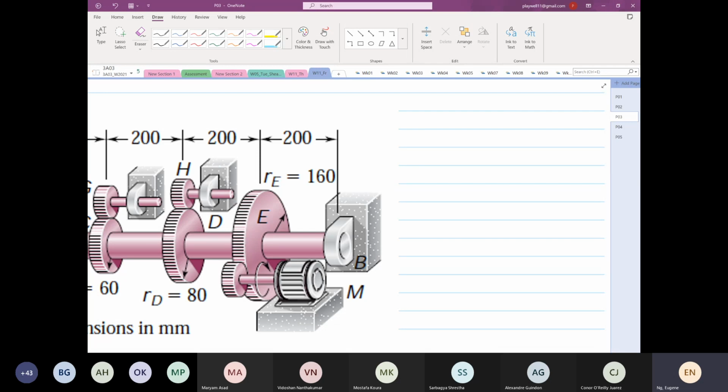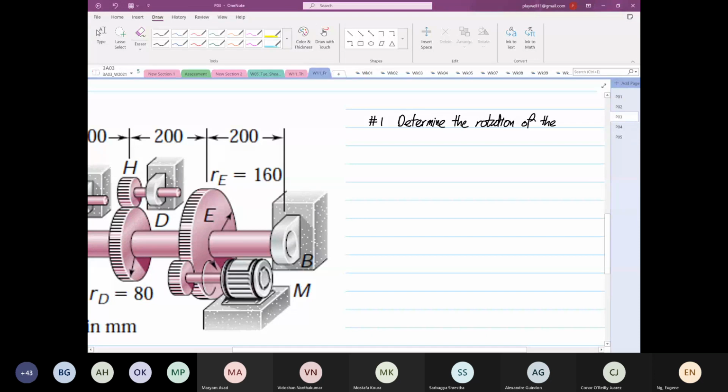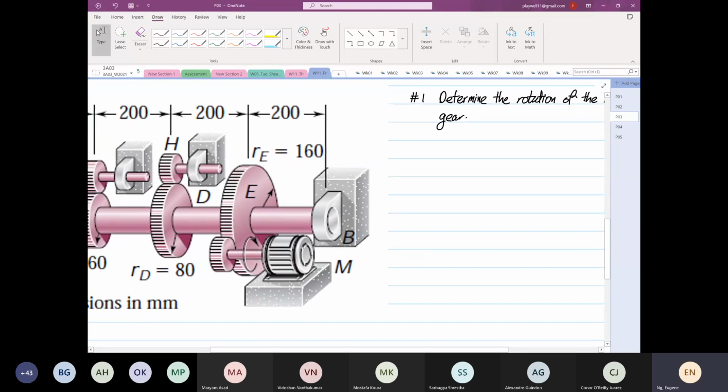So number one, determine the rotation of the input shaft or input gear. The first thing we're going to do. So if we look at the direction now, we realize, hey, this is the direction, right?